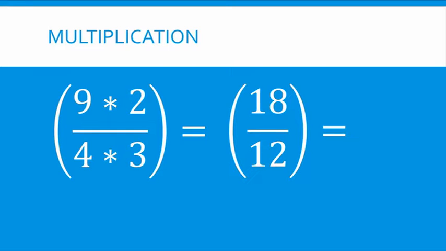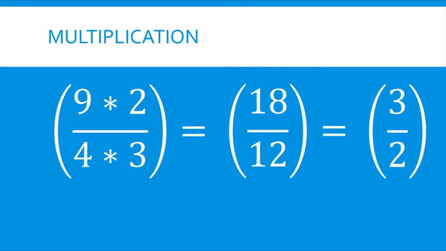Now that we have a new fraction, we must reduce it to its simplest form. In this example, we can see that both numerator and denominator can be divided by 6. This results in a new fraction of 3 over 2.